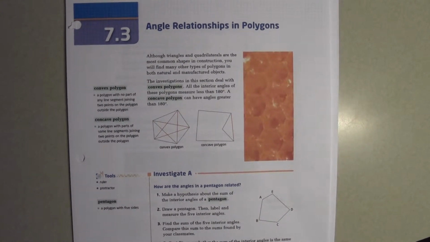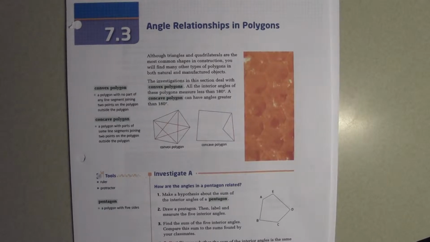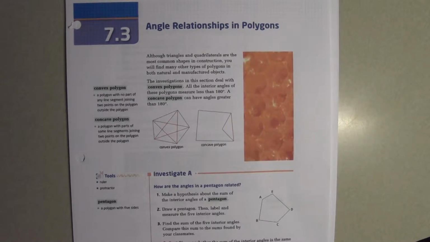Okay, this is section 7.3, angle relationships in polygons. Although triangles and quadrilaterals are the most common shapes in construction, you will find many other types of polygons in both natural and manufactured objects. The investigations in this section deal with convex polygons. All the interior angles of these polygons measure less than 180 degrees. A concave polygon can have angles greater than 180 degrees.